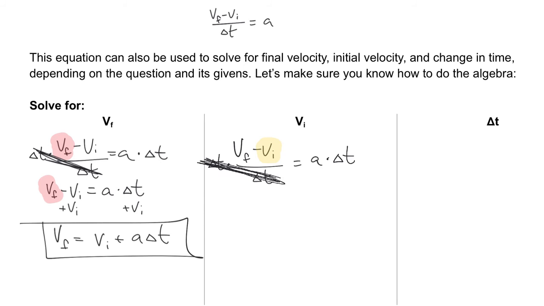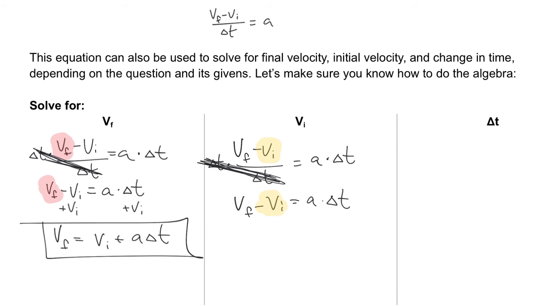Crosses out there, cancels out. Well, now we have VF minus VI equals A times delta t. Now you got two options here. You can either move the VF over and divide by -1, or you can move the VI over and then the A delta t over.